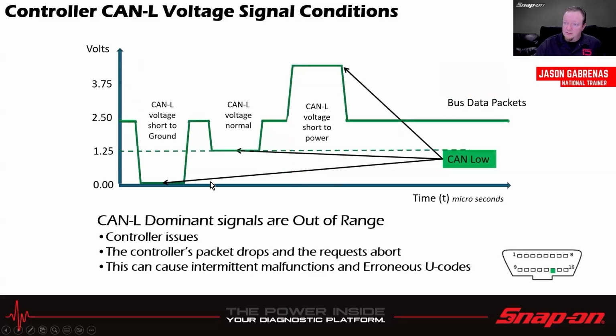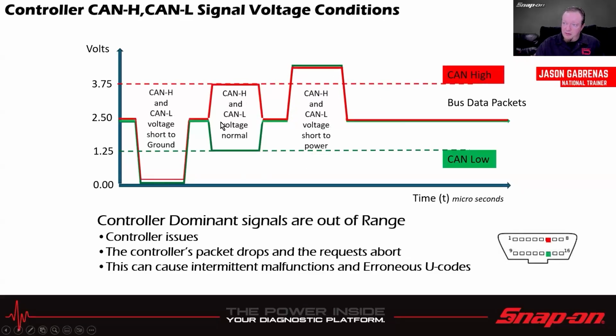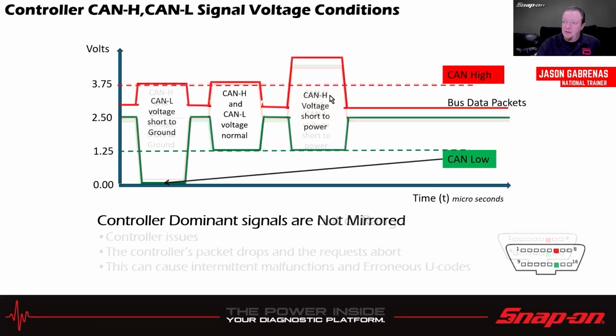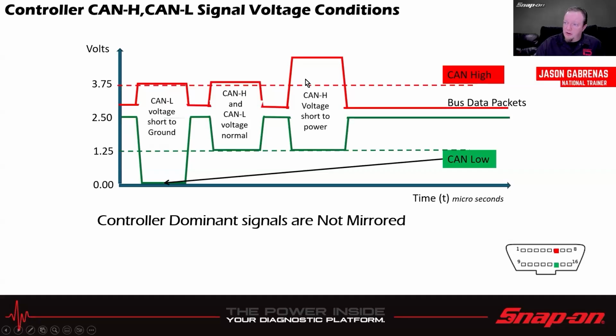Same thing with the low side: short to ground, normal, short to power. Both could be short to ground, both can be normal, both could be short to power. One could be short to ground, one could be shorted to power. And it could work in any of the combinations of those. They can both be normal, of course.